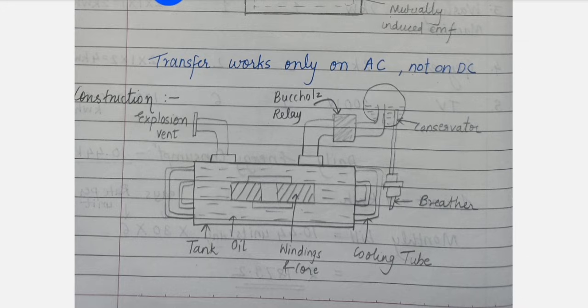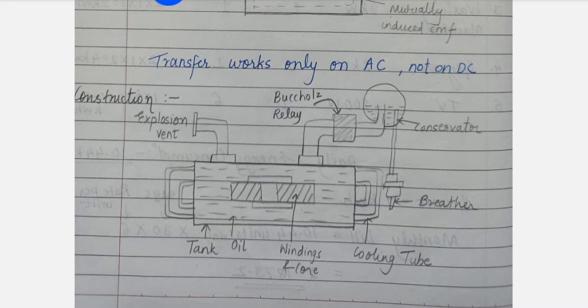Now in the diagram, what does the oil tank do? It serves as insulation and coolant, dissipating heat generated during operation. Then we have the conservator, which manages oil volume changes due to temperature fluctuations, maintaining optimal levels. Then you can see the explosion vent on the left side of the diagram. It ensures safety by releasing pressure in case of internal faults or excessive pressure. Then you can see the Buchholz relay. It monitors mechanical stress and prevents damage by disconnecting the transformer during abnormal conditions.